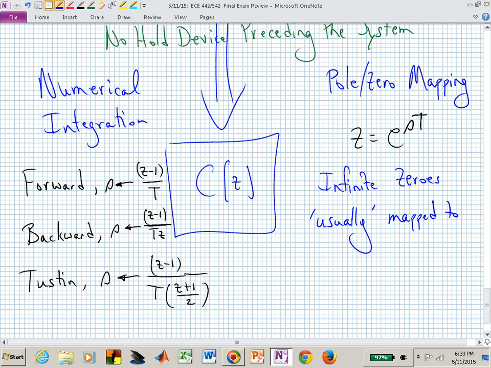So you're trying to map those infinite zeros in the z-plane to this location, z equals minus 1. And that corresponds to a factor of z plus 1 in the numerator.